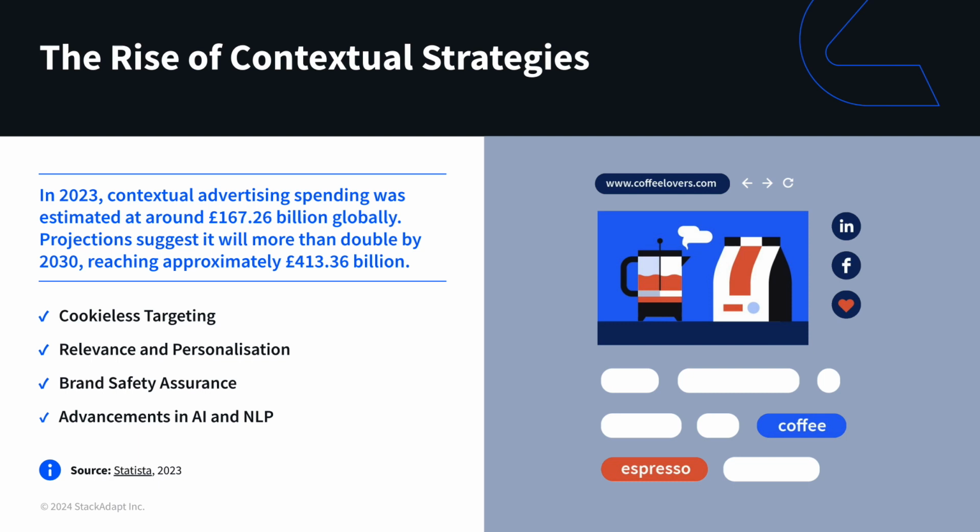So what are the advantages of this? We can look at a privacy-friendly methodology because there are no cookies involved. The ads are going to be more relevant and personalized. There is measured brand safety because the ads are placed close to appropriate context. And advancements in artificial intelligence and natural language processing will enhance accuracy by understanding the context and the semantics.